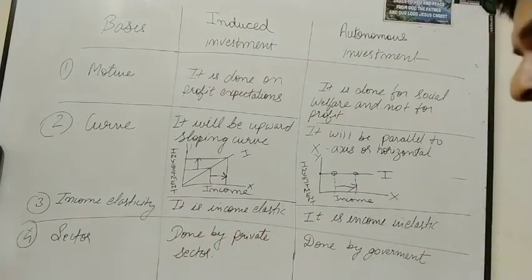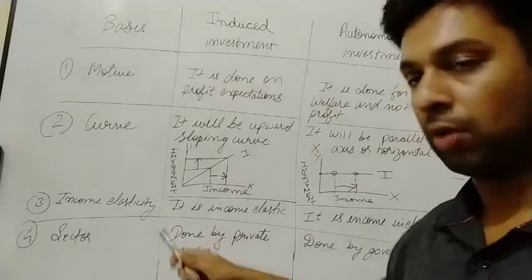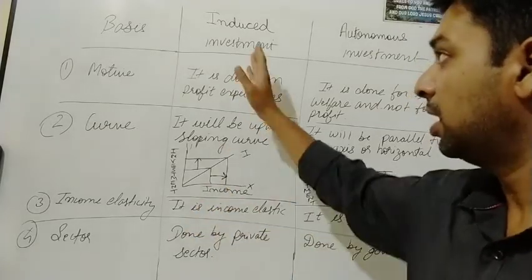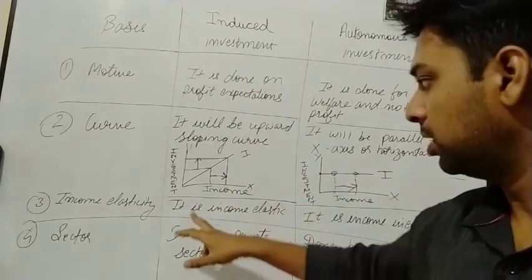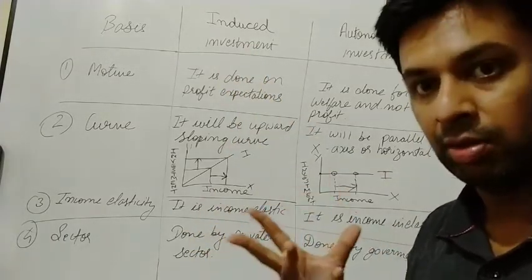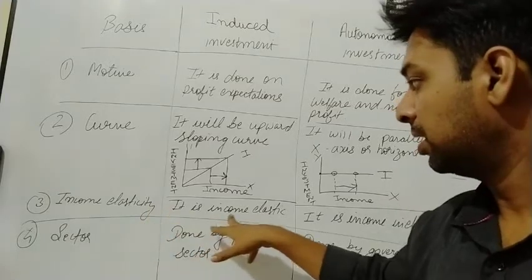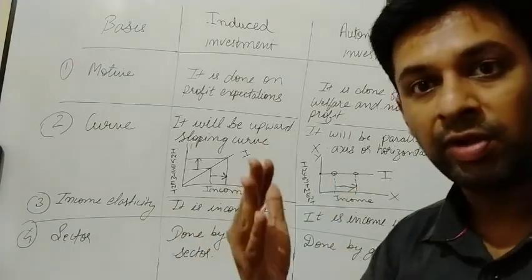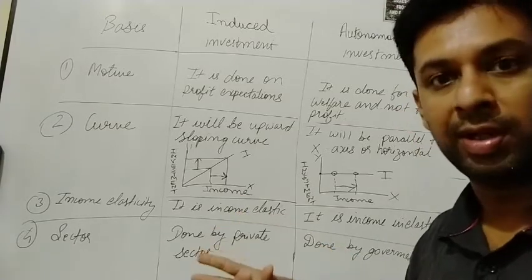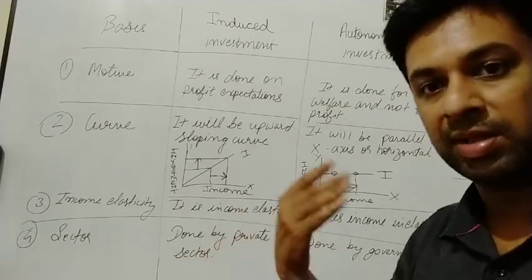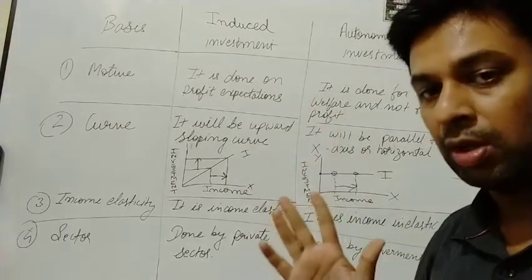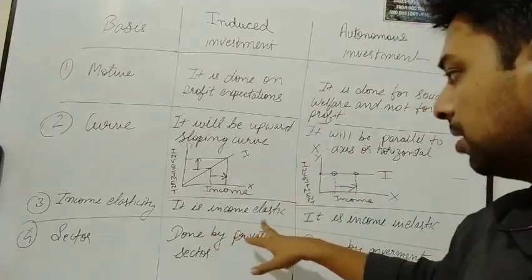Then income elasticity. Income elastic means, when your income is increasing, how is the investment reacting? Here induced investment is income elastic, which means it will react. That is the meaning of income elastic. When your income increases, it will be more. So when income is rising, definitely the investment will react, and it will also be high. So this is income elastic.